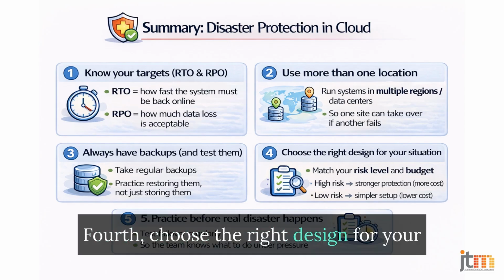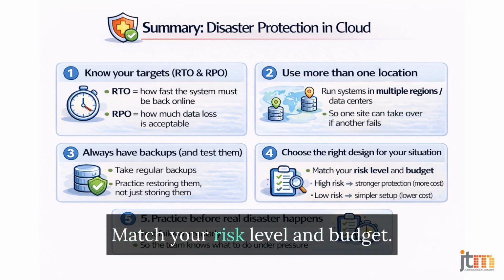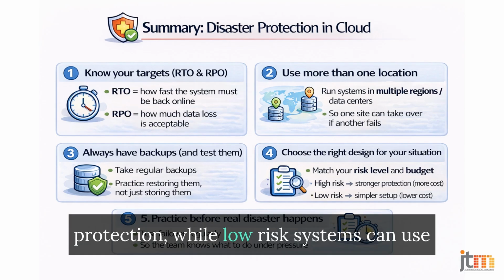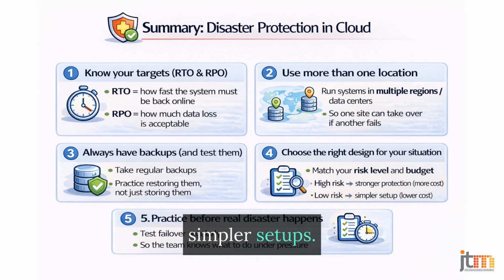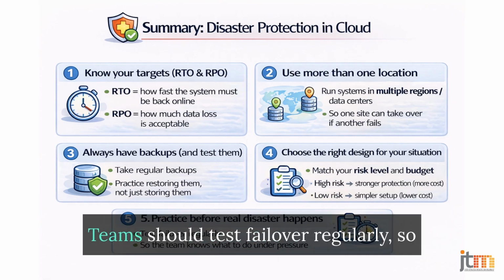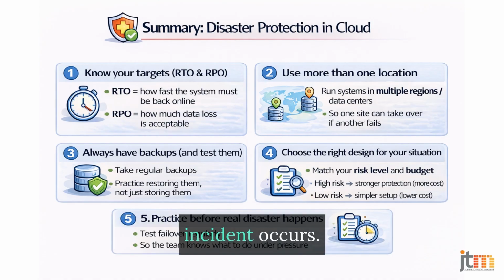Fourth, choose the right design for your situation. Match your risk level and budget. High-risk systems need stronger protection, while low-risk systems can use simpler setups. Finally, practice before a real disaster happens. Teams should test failover regularly, so everyone knows what to do when a real incident occurs.